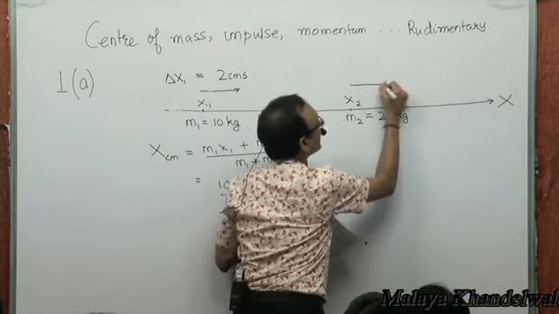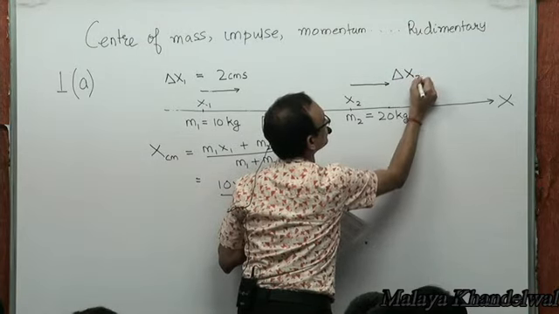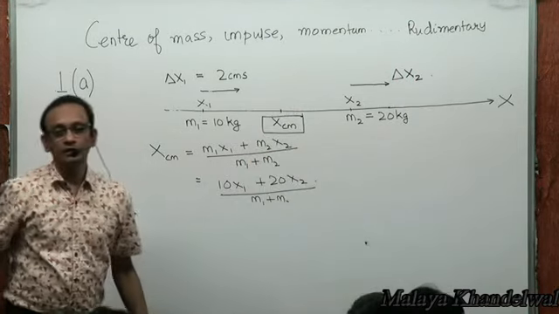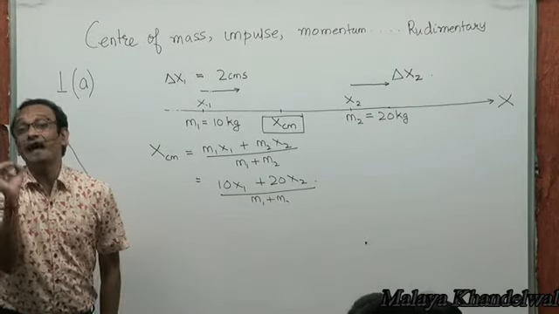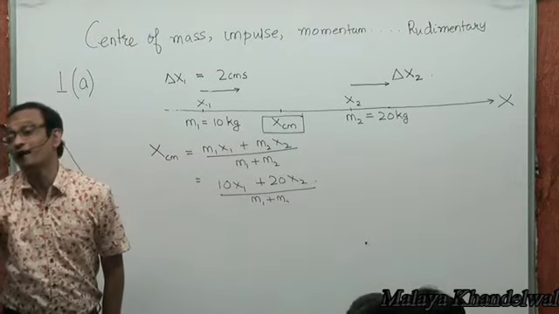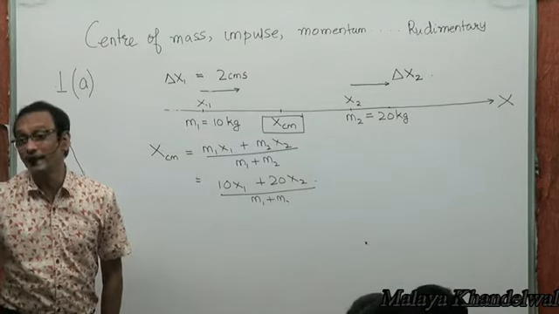That means, let's say x2 is moved by an amount delta x2, and I want to preserve the position of the center of mass. That means delta x of the center of mass should be 0. Change in the x coordinate of the center of mass should be 0.